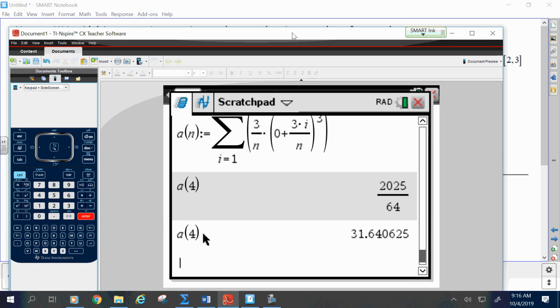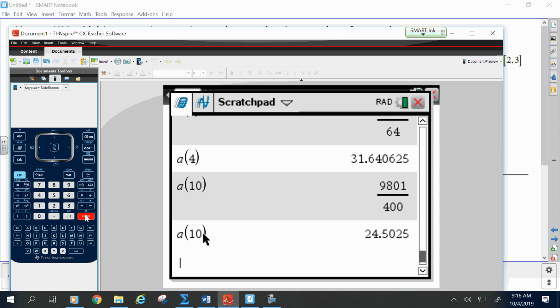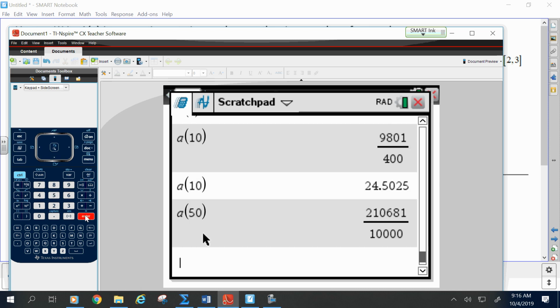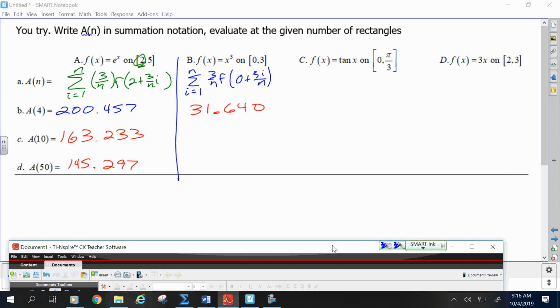So at 10 and 50. For 10 rectangles on the second one, did you get something like 24.5025? And for 50 rectangles, something like 21.068. Okay. I assume that's their best estimate. All right? Now we have time for one more. Try another one.